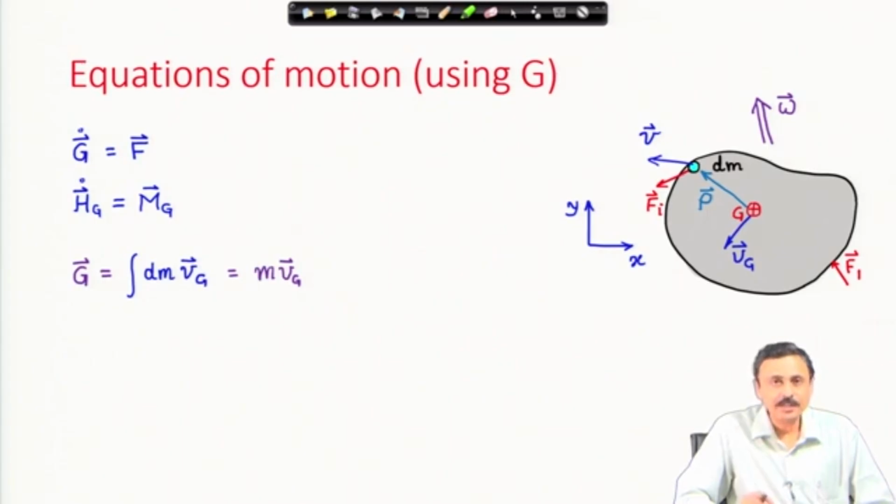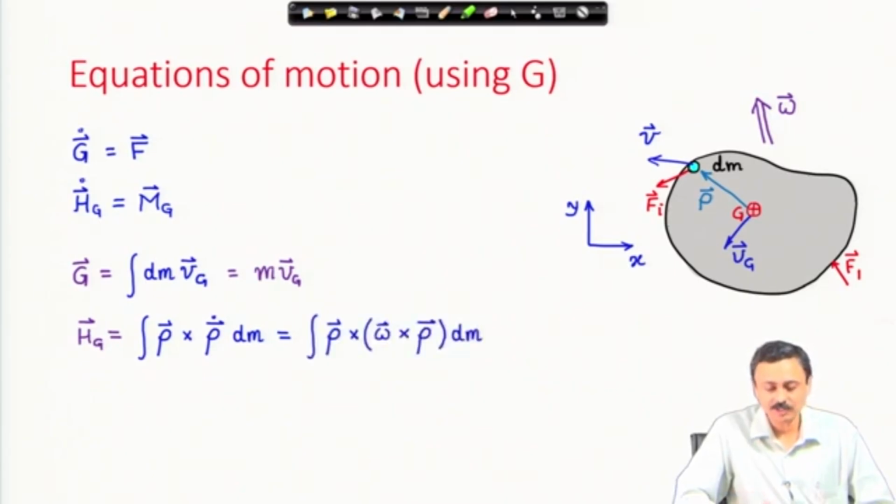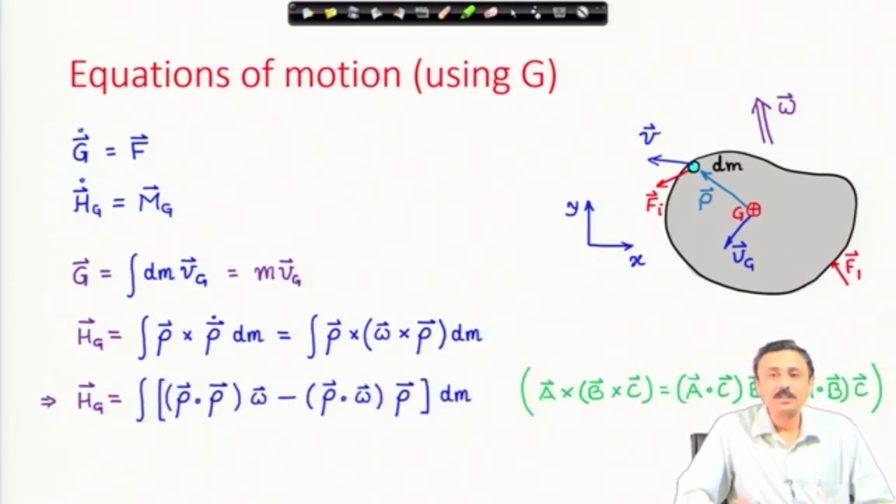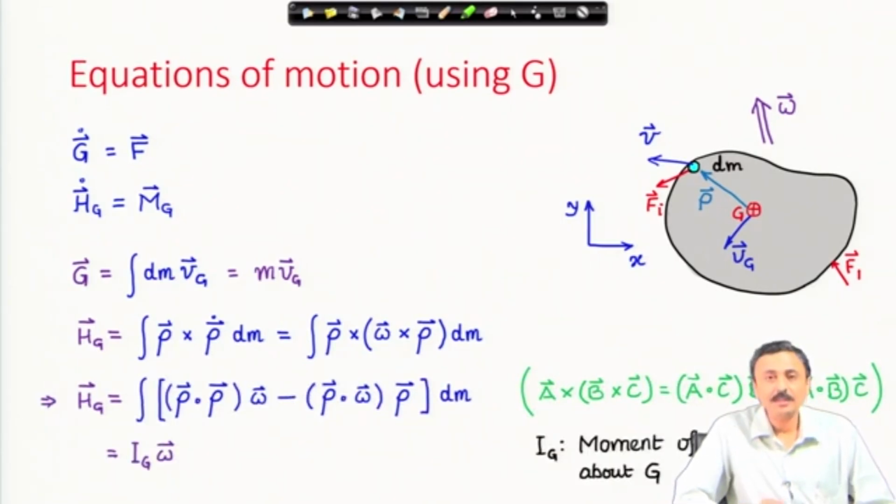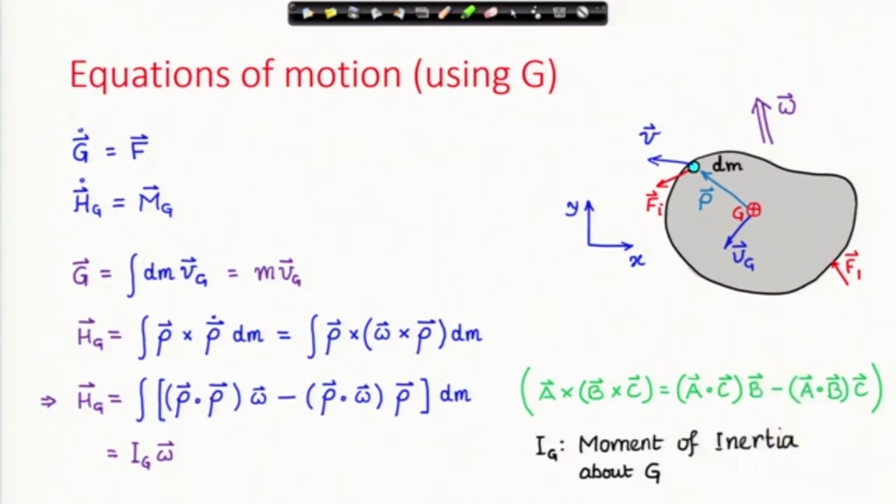And you know that the linear momentum of the center of mass is defined this way: the total mass times the velocity of the center of mass. And the angular momentum, we have defined it this way about G: it is the arm cross the relative velocity dm. For a rigid body, rho dot, the relative velocity, is omega cross rho, and we had used this vector identity to finally obtain the angular momentum in a simple form as I_G, the moment of inertia about G, times omega.